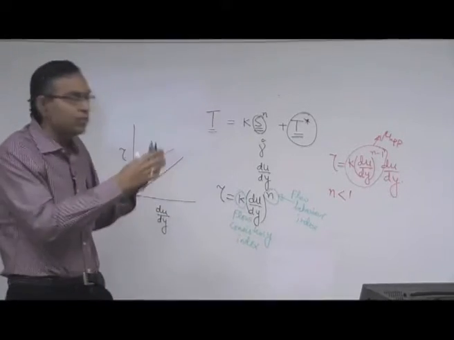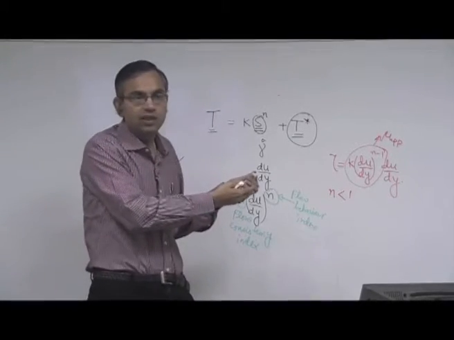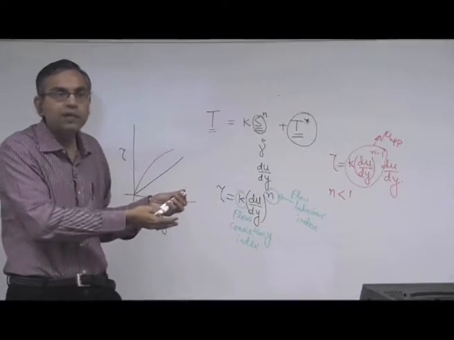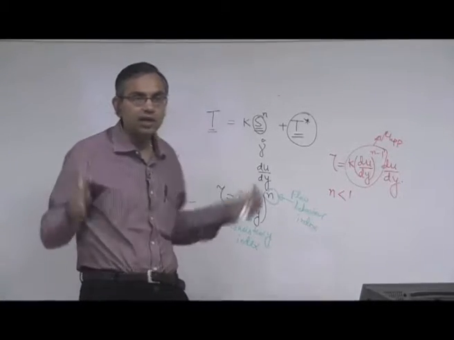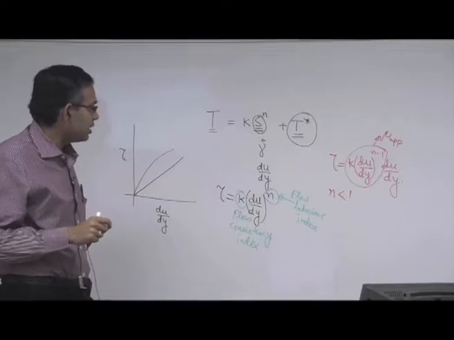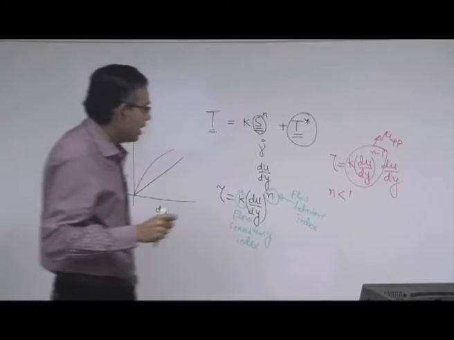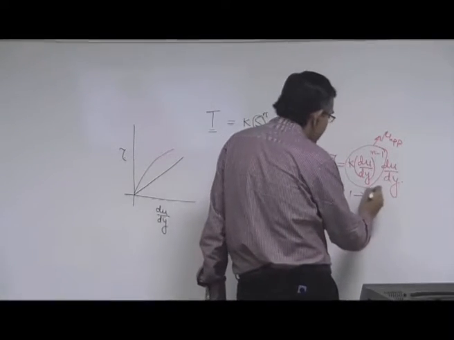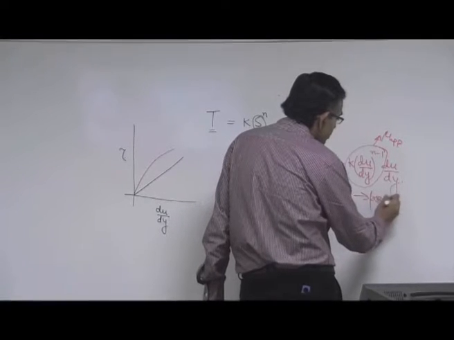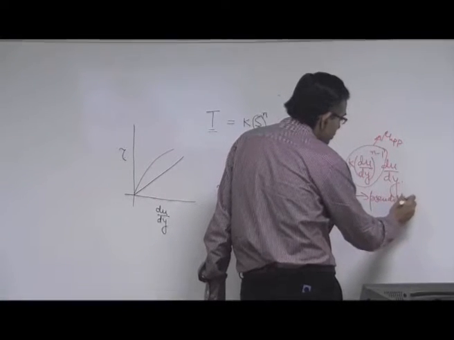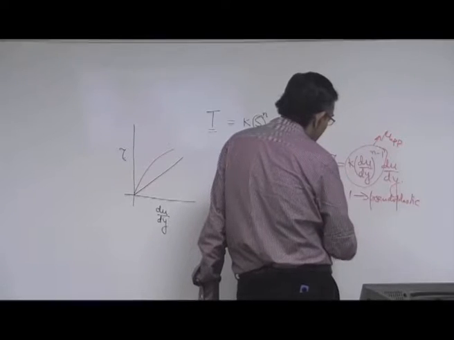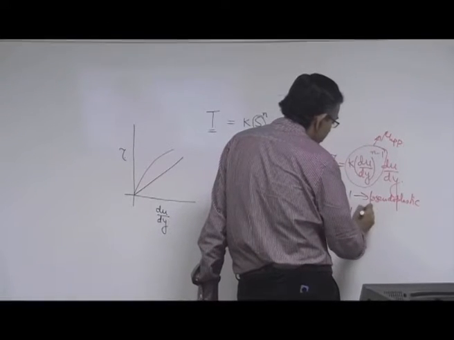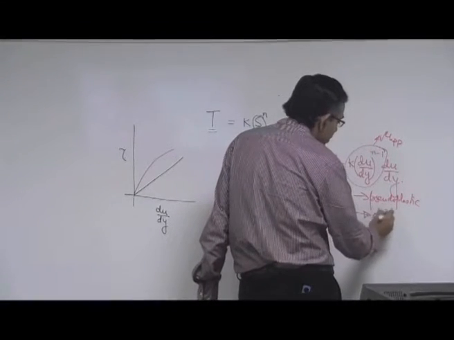I am just giving you a perspective on why we are studying all this, because eventually we will be doing some mathematics, but we have to understand what the broad picture is. N less than 1, this is pseudoplastic. N greater than 1, that is called dilatant.